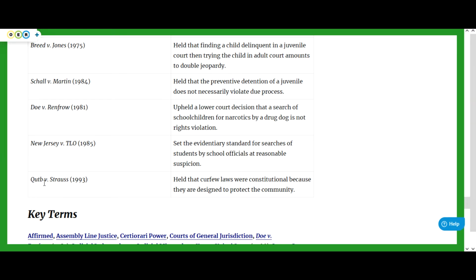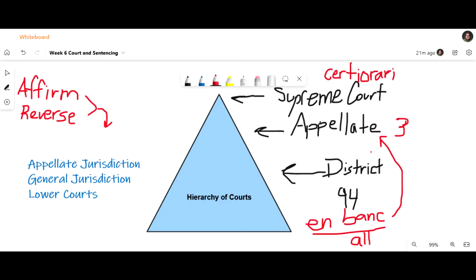And then, I never pronounce this correctly, Hutchins versus Strauss, 1993. This is curfew laws are constitutional because they're designed to protect the community at large, not just the juvenile. This is one of those, much like holding them in juvenile detention because of a potential flight risk. They would be a harm to the community if they were out after a certain point. So curfew laws are not a violation of their right to freedom because it's designed to protect the community at large. So, like I said, those are the key cases that our author brings forward about the juvenile system.